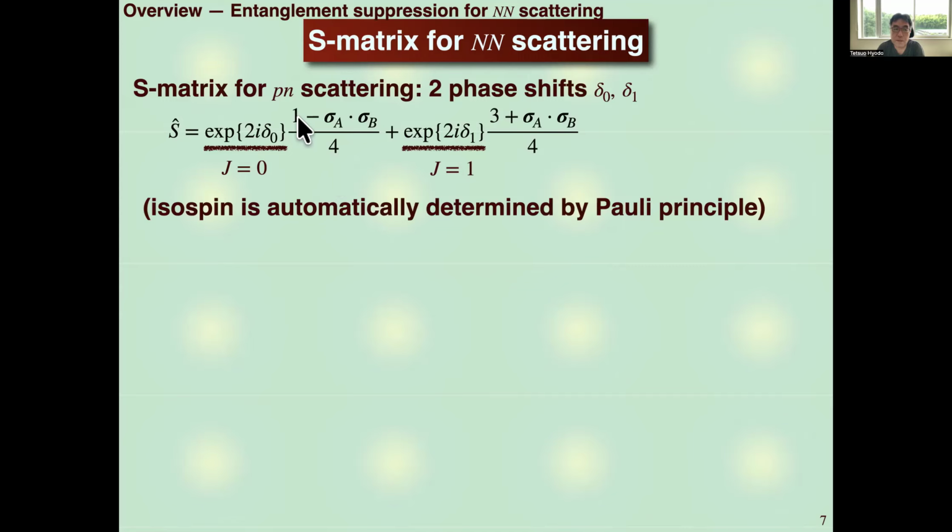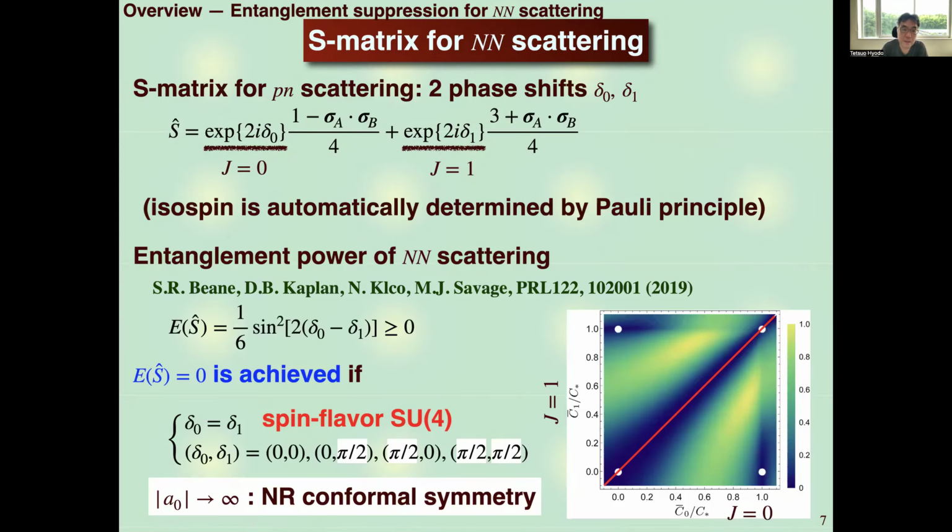So the S matrix is parameterized by the phase shift at a given energy, and it is acting on the spin space. The result of the entanglement power, by averaging over the previous procedure, you end up with this expression. After averaging, this is just a number, but this operator contains two parameters, delta 0 and delta 1, the phase shifts, so they appear in the final expression.